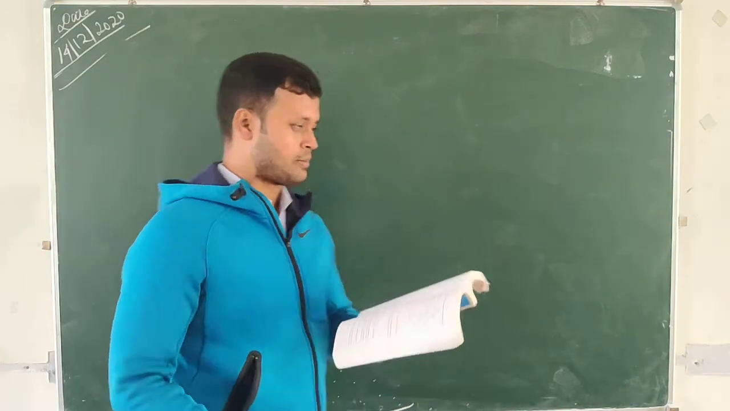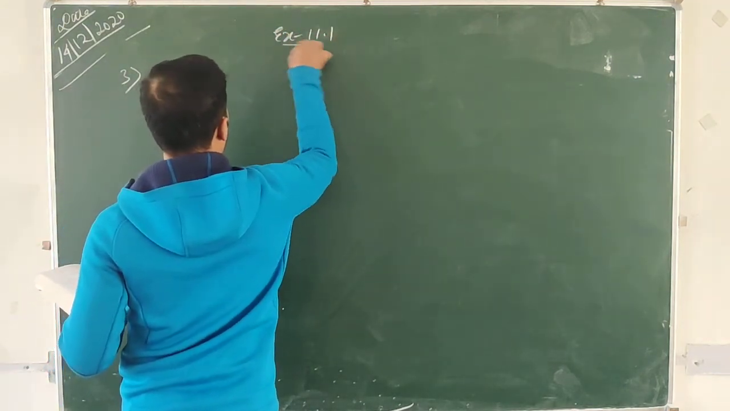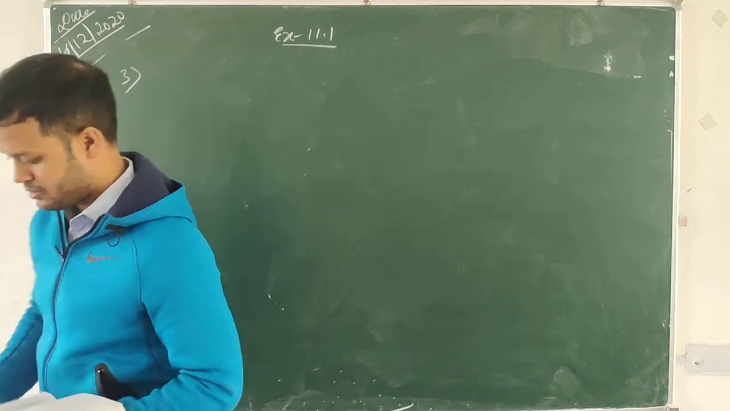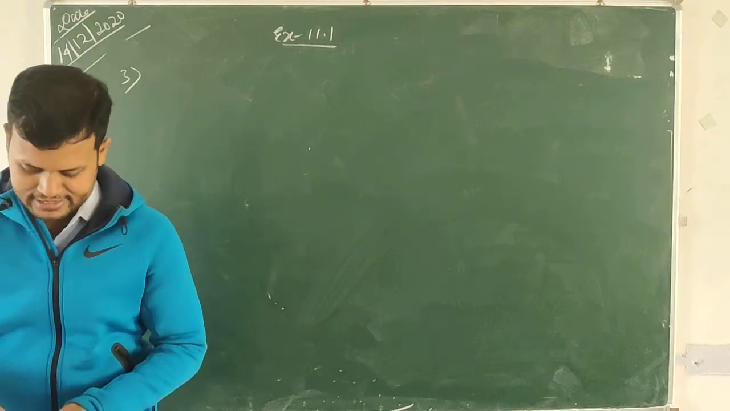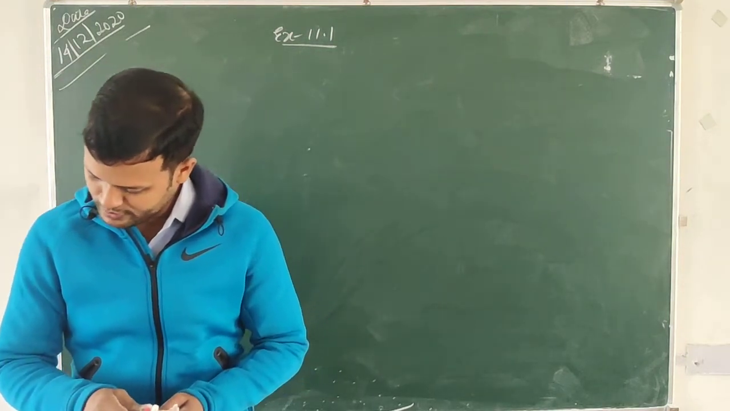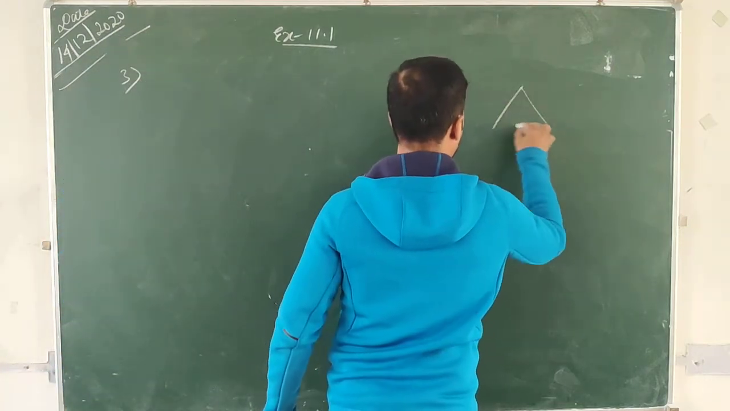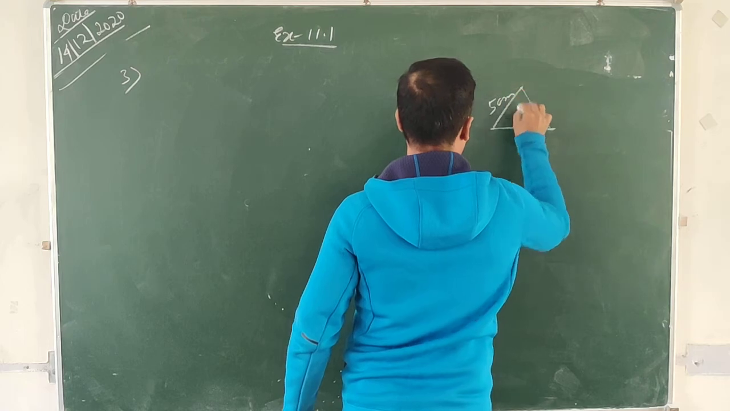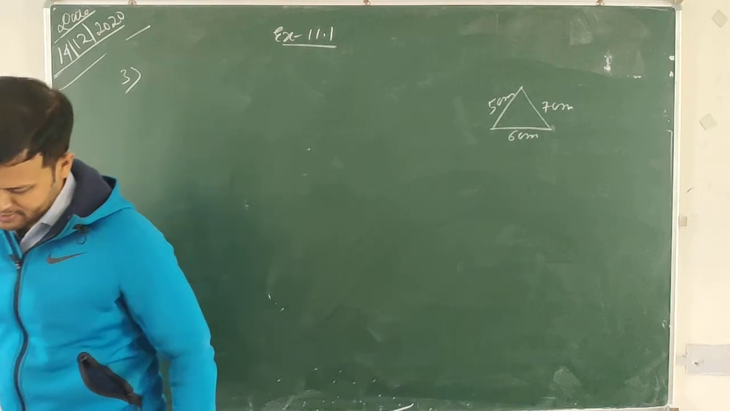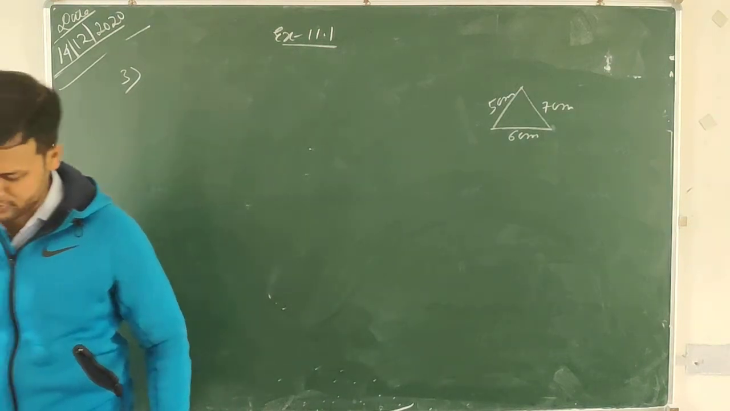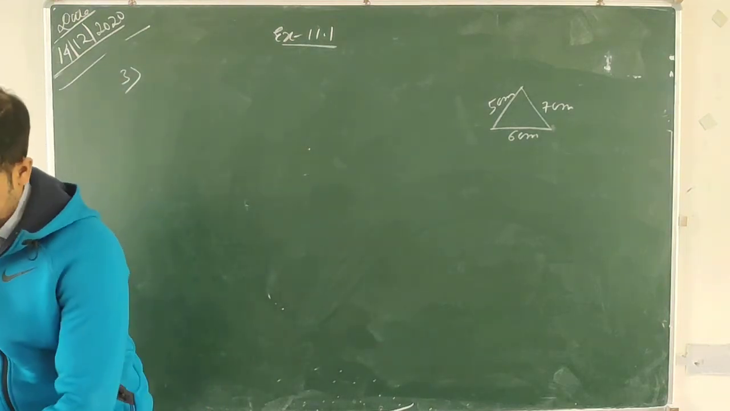So let us see one more example. Let us take number 3 of exercise 11.1. Construct a triangle with sides 5 cm, 6 cm, and 7 cm, and then another triangle whose sides are 7 by 5 of the corresponding sides of the first triangle. Okay, let us do this.